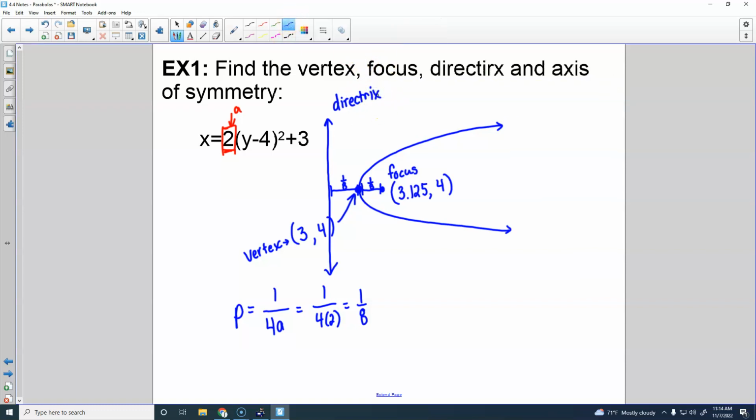Okay, for our directrix, that is a vertical line. What does the equation of a vertical line look like? Is it x equals a number or y equals a number? X equals a number. So x equals whatever this x coordinate is here, right? My vertex was at 3. To get to the directrix, I had to go to the left 1/8.